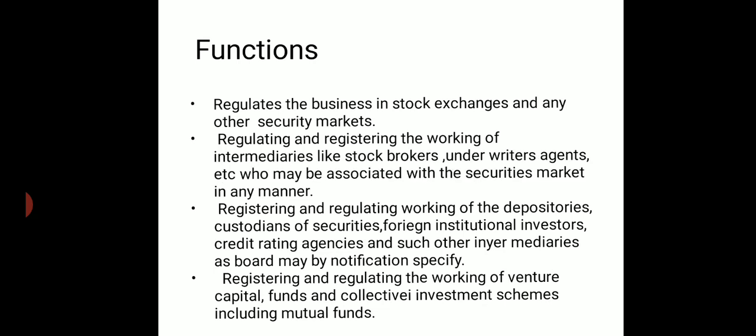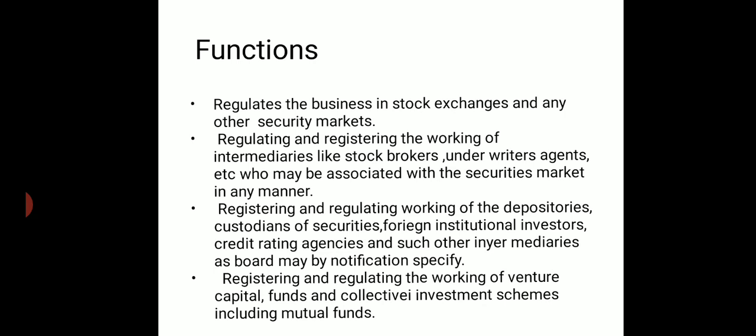And next, functions. The primary function is to protect the interest of investors in securities and to promote the development of and to regulate the securities market by such measures as it thinks fit. The second one is to regulate the business in stock exchanges and any other securities markets. And next, regulating and registering the working of intermediaries like stockbrokers and underwriters, agents, etc., who may be associated with the securities market in any manner.